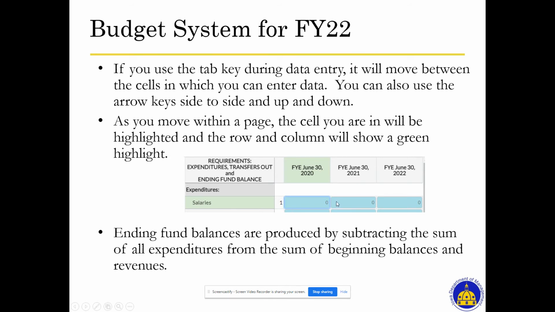Blue cells are cells that you can enter into. If you see white cells, those are either formulas or they're populating data from somewhere else and they cannot be edited. Ending fund balances are produced by subtracting the sum of all expenditures from the sum of beginning balances plus revenues.